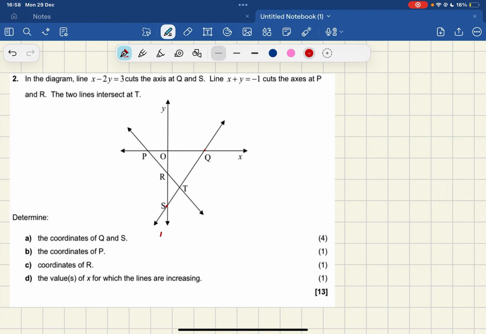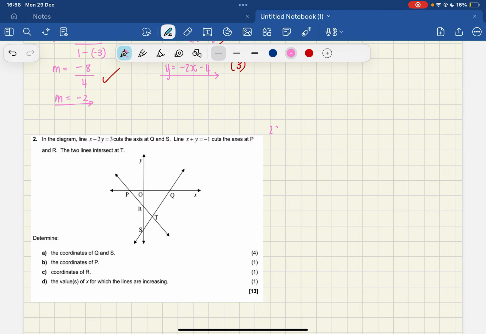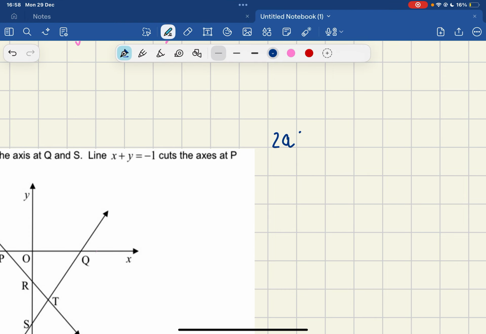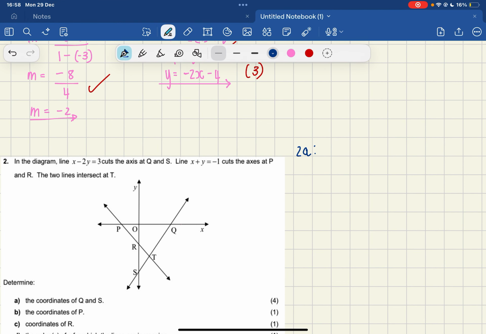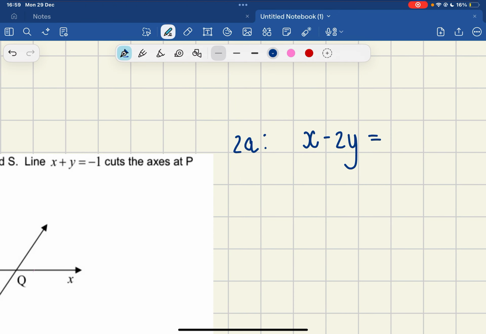We can see q is an x-intercept. S is a y-intercept. Okay. So first, let's deal with what's given to us. In question 2a, let me just quickly use a different color pen. We're told that this line, the q and s line, is described by this function, x minus 2y is equal to 3.